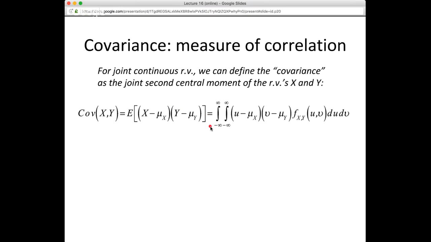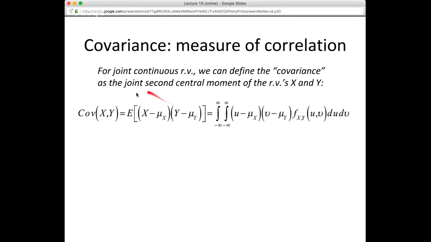And if you just look at what that would look like mathematically, the expected value of this quantity here, in the case of a continuous distribution, it's just going to be the independent variable for the random variable x, which I'm denoting here as dummy variable u, minus mu times the dummy variable for the random variable y, which is nu, minus its mean, weighted by the joint probability distribution for x and y evaluated at u and nu, integrated over u and nu going from minus infinity to infinity.